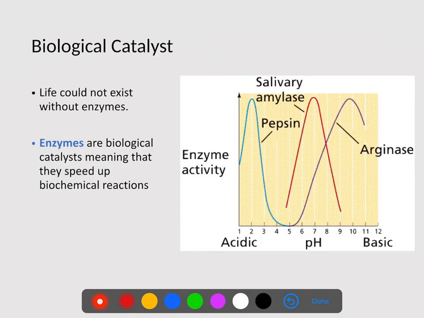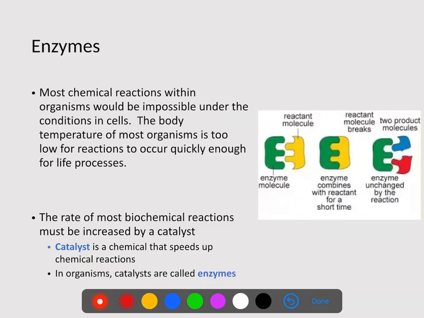So when we're talking about a biological catalyst, we're talking about something that is occurring in living things. Now, life could not exist without enzymes. If enzymes were not present, living things wouldn't be around. So enzymes are biological catalysts, meaning they speed up biochemical reactions. They speed things up so that life is able to exist, and without them, nothing would.